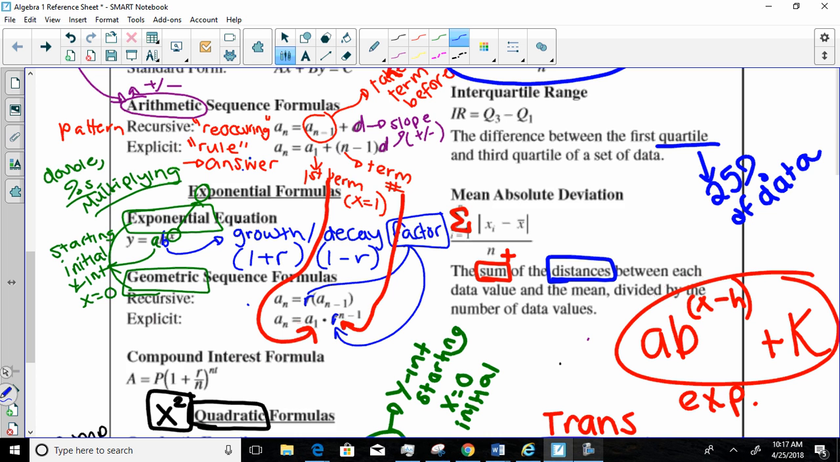Subtracting. It's telling you the definition of mean absolute deviation. What do these absolute values mean? Make the answer positive. So we find the distance, which is how far away each data value is from the mean, divided by the number of data values.